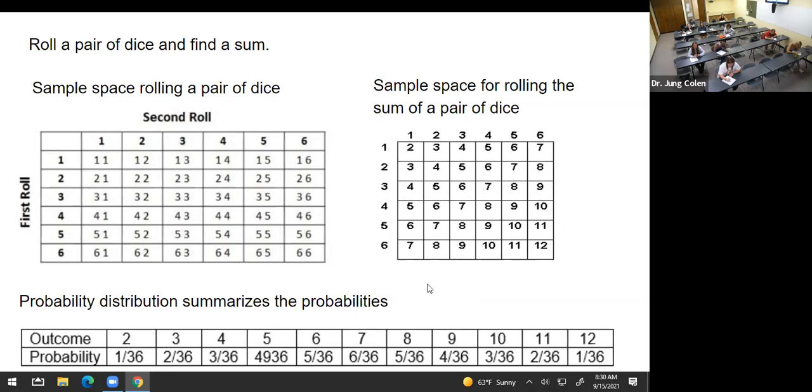Right? Then let me ask you one more question using this table. What is the probability to get the sum less than 4? The sum less than 4. What's the probability for that? Jalen? Sum less than 4.